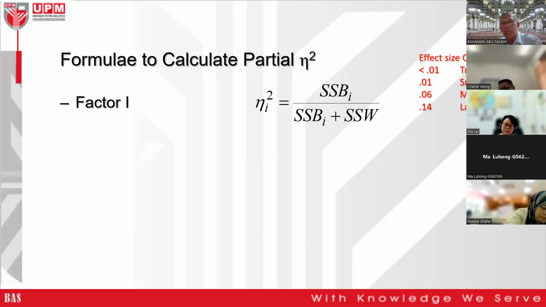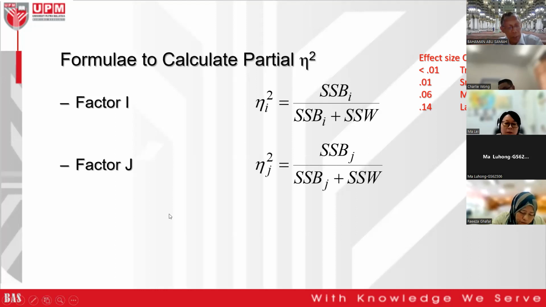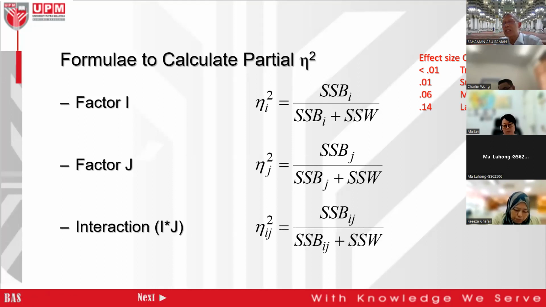So for factor 1 it will be SSBI divided by SSBI plus SSW. And for factor 2 it is the same thing: sum of squares between for J divided by SSBJ plus SSW. And for the interaction it will be SSBIJ divided by SSBIJ plus SSW. That means when we calculate, we don't divide by sum of squares total, but instead by the sum of squares between for that factor plus sum of squares within. If it is only one factor, sum of squares between plus sum of squares within will of course be equal to sum of squares total.